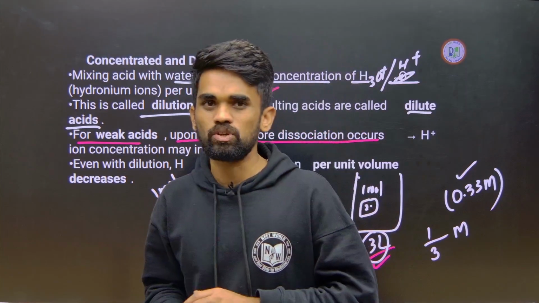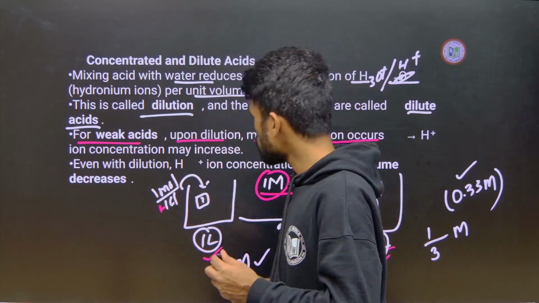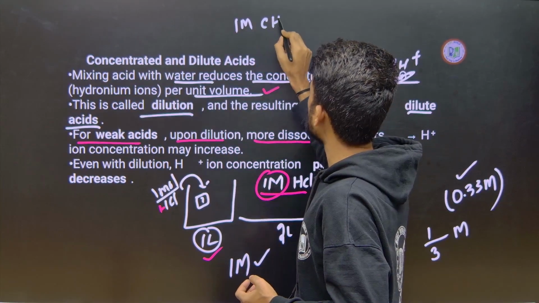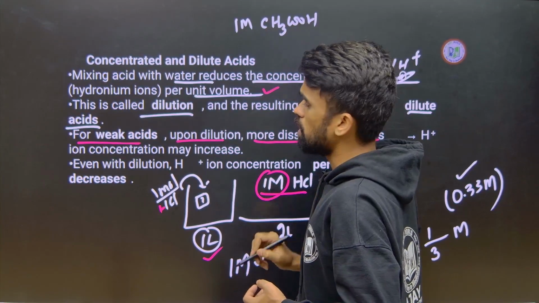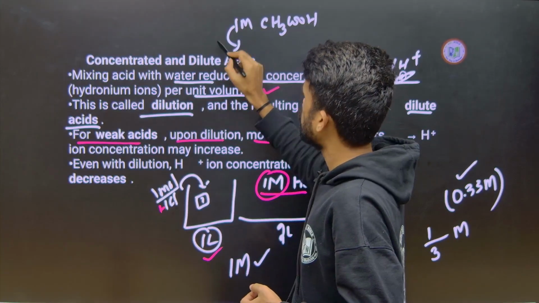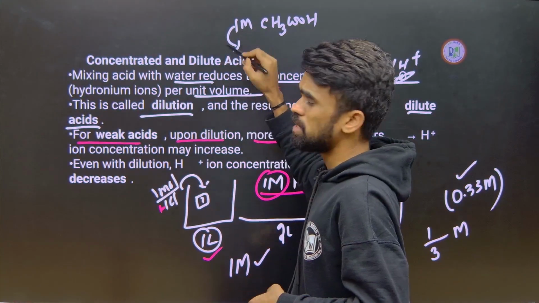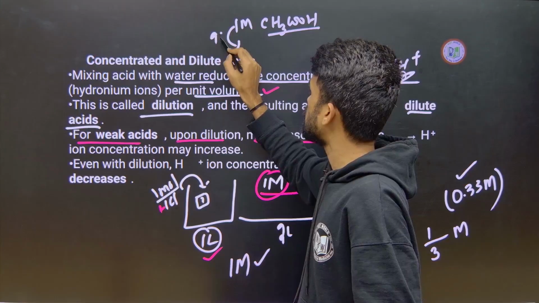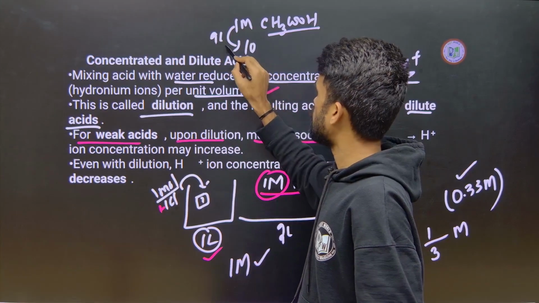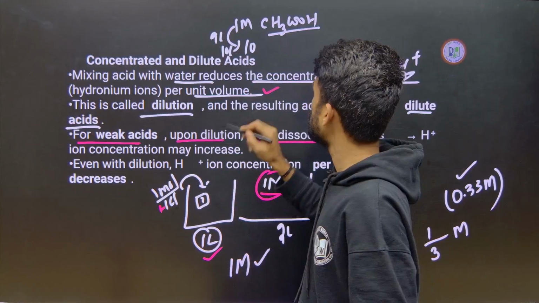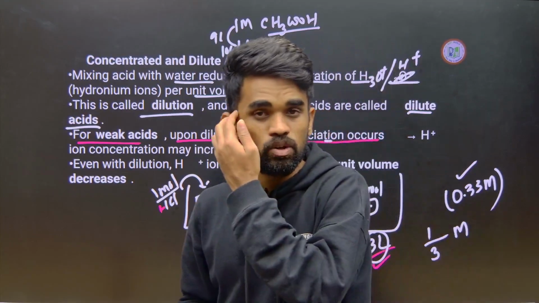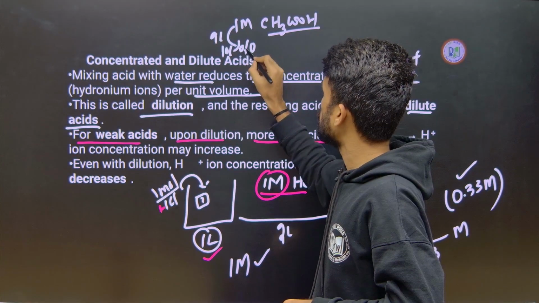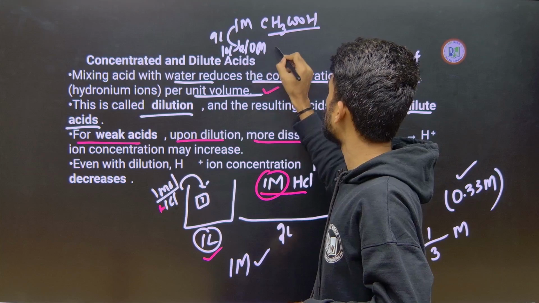But in the case of weak electrolytes, what happens upon dilution? For example, I have a 1 molar acetic acid solution, that is, 1 mole of acetic acid particles present in 1 liter. By adding 9 liters of water, I am making 10 liters of this solution. The total volume is 10 now, so it becomes 1/10, that is, 0.1 molar acetic acid.